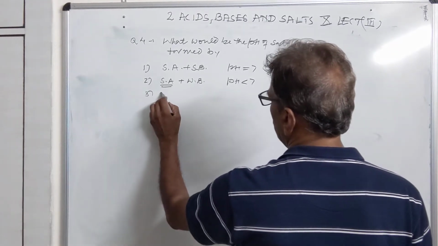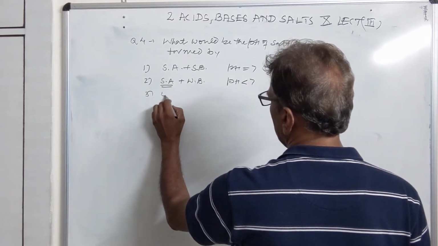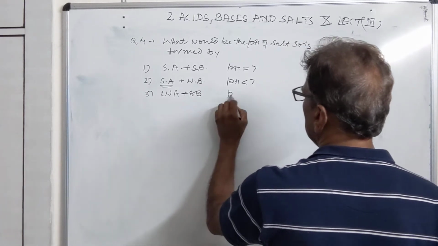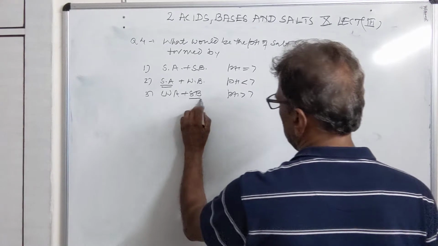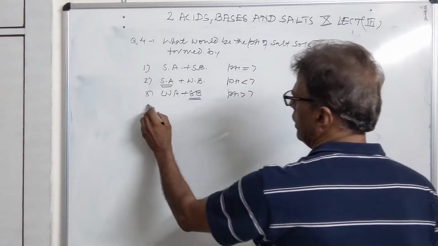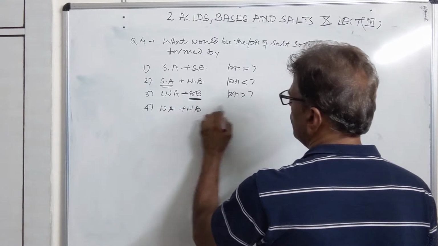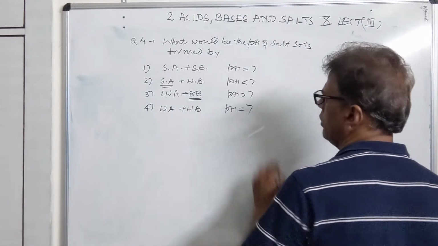Then we have weak acid, strong base: pH will be greater than 7. It will go according to the base. Then we have the fourth part, weak acid and weak base: pH will be again equal to 7.